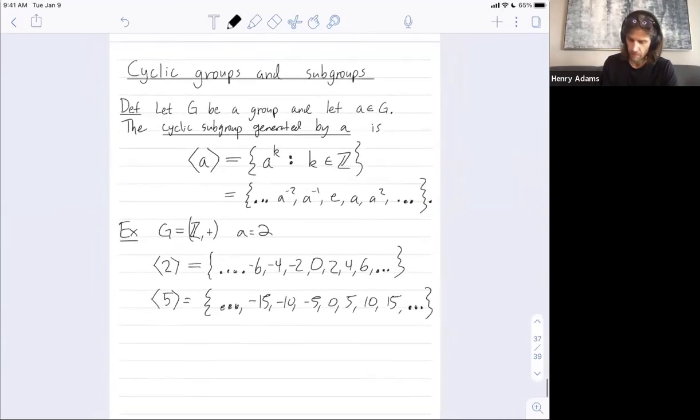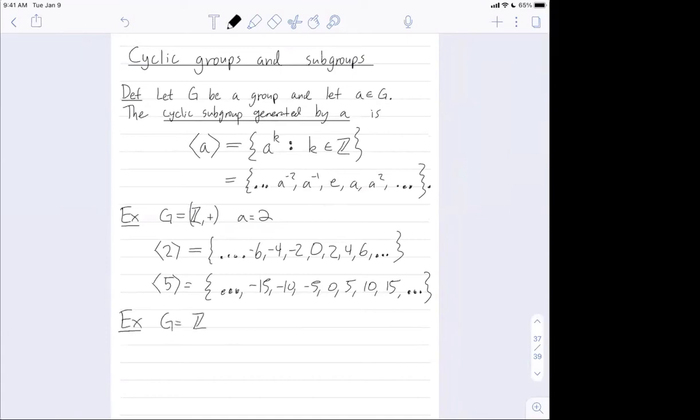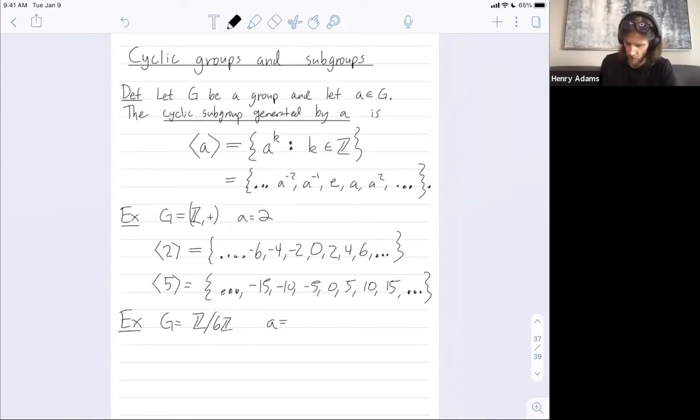Okay, let me do 2 more examples for you. What if my group is Z mod 6Z, and I take A to be 4? Okay, so the cyclic subgroup generated by 4. All right, let me just start with 4. I could have started with the identity, but I'll just start with 4. Now let's combine 4 with itself. So 4 plus 4 is 8, but mod 6, that's 2.